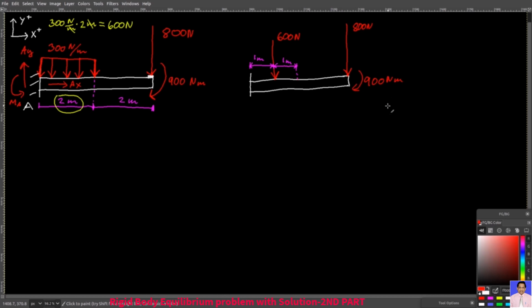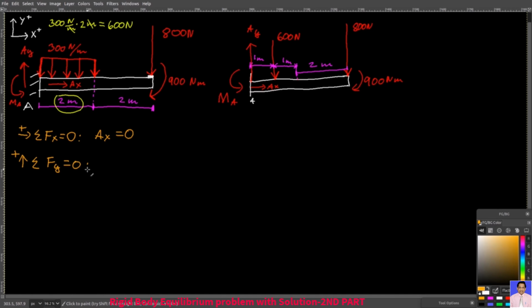This is your couple moment. And the reactions. And then here you have 2 meters. And now it's just a matter of finding AX, AY, and MA using the rigid body equilibrium principle. We first do it in the x direction with the forces. You only have one force in the x direction, AX, and so it has to be 0 because the total sum of all the forces in that direction must be 0. And it's the only one, so it must be 0 newtons.